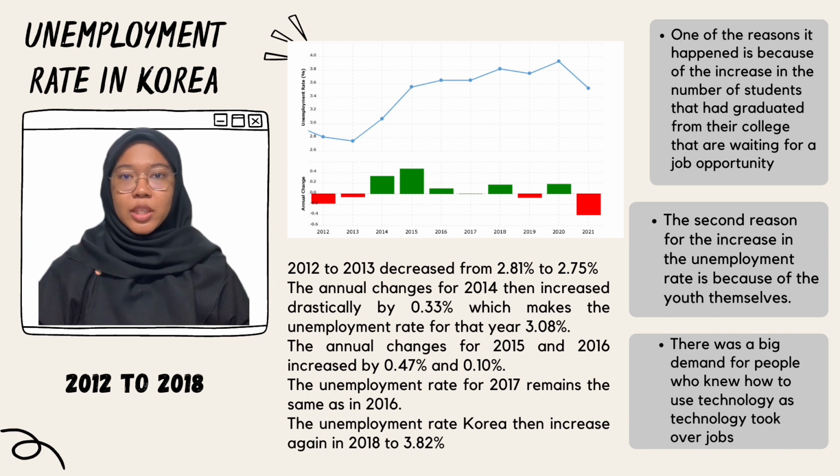The second reason for the increase in the unemployment rate is because of the youth themselves. They were not interested in running a business, whether it was small or big. Working in a small place, and they even refused to work despite the high-paying 3D job because they believe that choosing low-paying and irregular jobs in big companies will give them better chances.